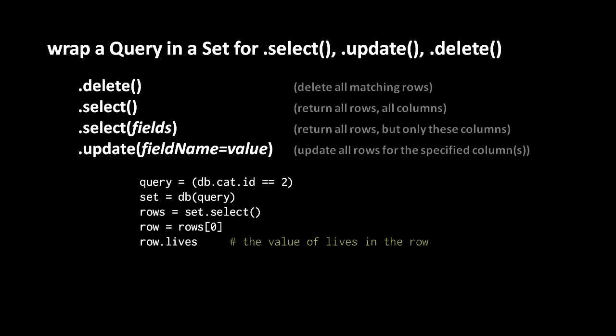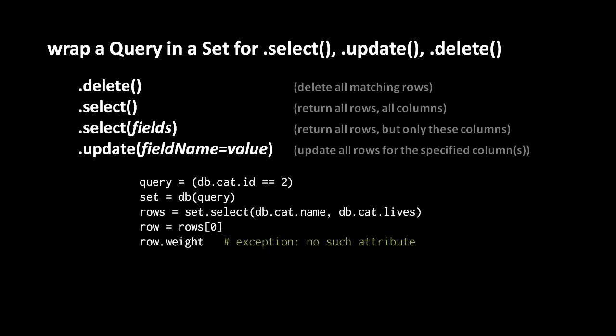And then with the row object, we can access the columns by an attribute of the same name. So row.lives here is an expression that should evaluate into whatever value lives has in the column where the ID equals 2. Now, if you don't want the select to return all of the columns, you can specify which columns you want by passing field objects to the select method. So here we're just selecting for the columns name and lives of the cat table.